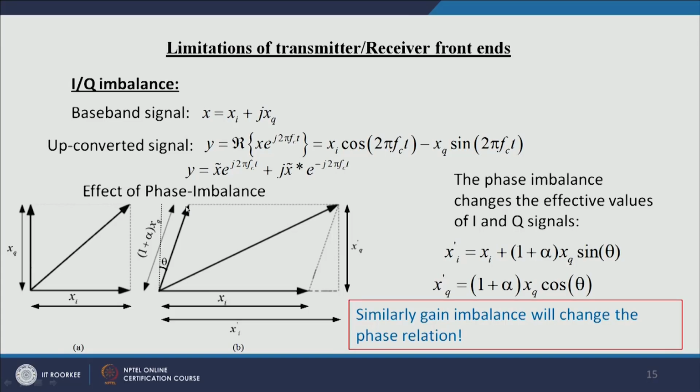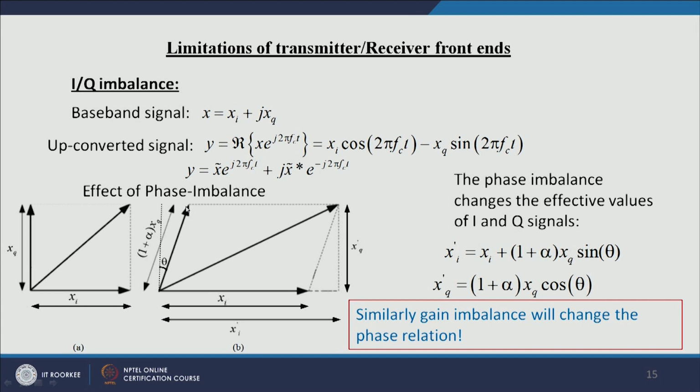Now, another limitation is the IQ imbalance. Let us have a look at the baseband signal. Basically, when we have designed our signal, it has I and Q components because of its constellation diagram. After pulse shaping, they are not like pulses, they become continuous, but they still have I and Q components here. The signal which is in the air is actually the real part of x times e to the power j 2 pi f c t, because it cannot have a complex waveform.